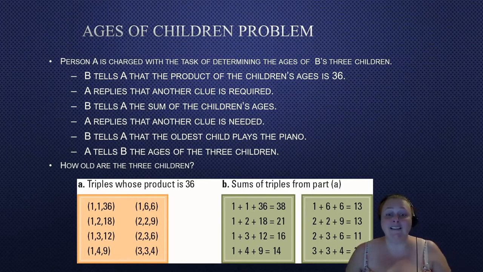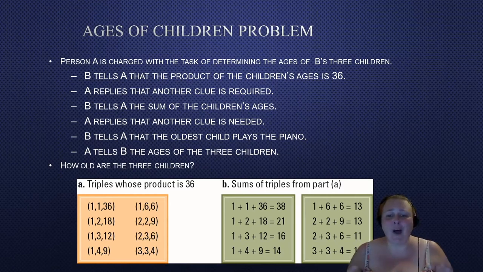B tells A the sum of the children's ages. A replies that another clue is needed. B tells A that the oldest child plays the piano. Does that have anything to do with anything? Probably not. So A tells B the ages of the three children. So how old are the three children?